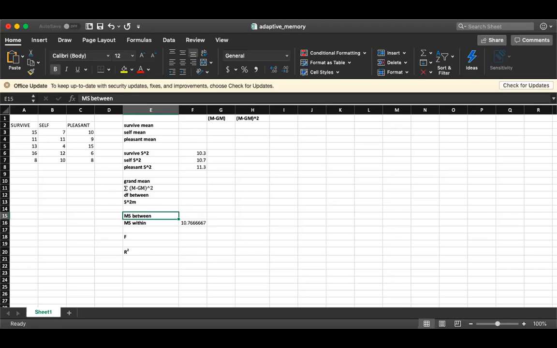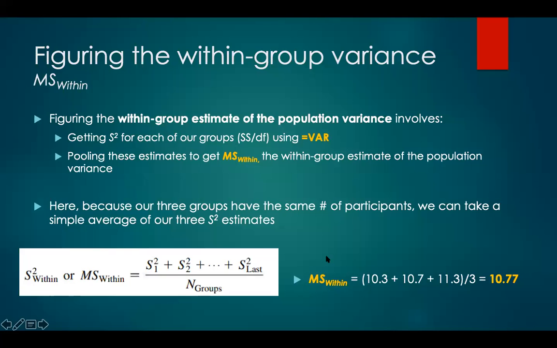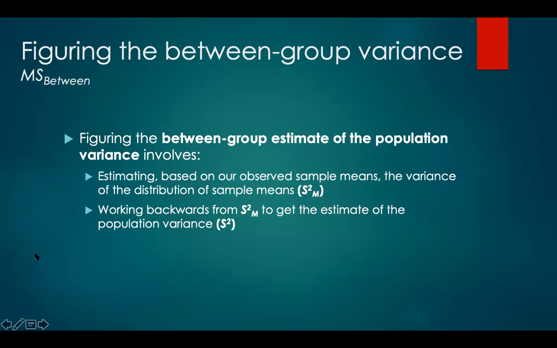So let's move back over. If you look down here, here's our calculation of mean squared within, and it checks out with what we just did in Excel. Just taking the average of those three population variance estimates based on within groups variation equals 10.77. Now, figuring the between group estimate of the population variance involves estimating, based on our observed sample means, the variation of the distribution of sample means, or S squared of M, and then working backwards from S squared of M to estimate the population variance, or S squared.